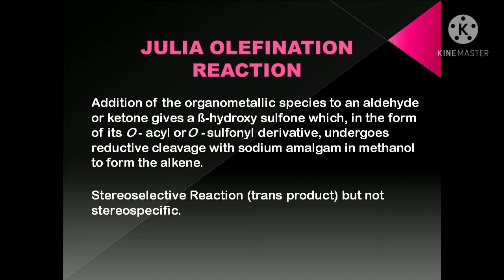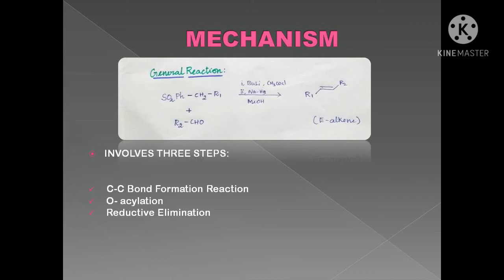And this reaction is stereoselective, which selectively gives only trans product. But this reaction is not a stereospecific reaction. This is the general reaction of Julia olefination. In this, alkyl phenyl sulfone and aldehydes react in the presence of butyl lithium, acetyl chloride, and sodium amalgam in methanol to form trans alkene. This mechanism involves three steps: carbon-carbon bond formation, O-acylation, and reductive elimination.